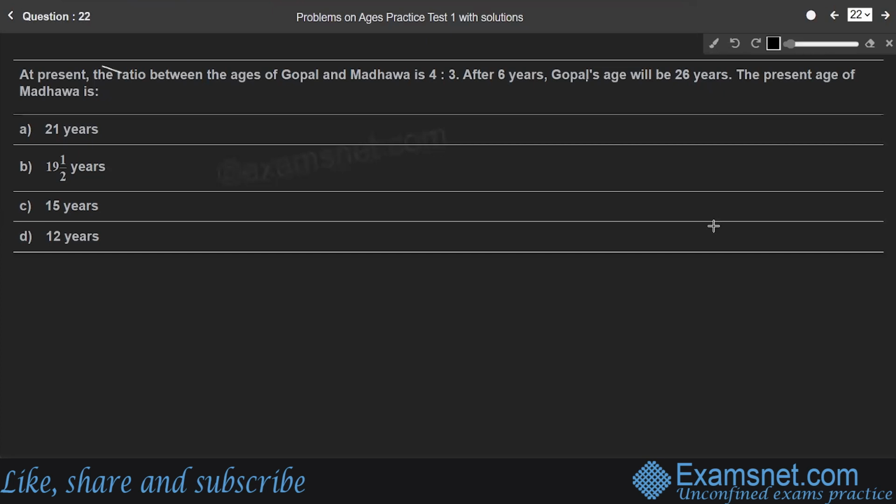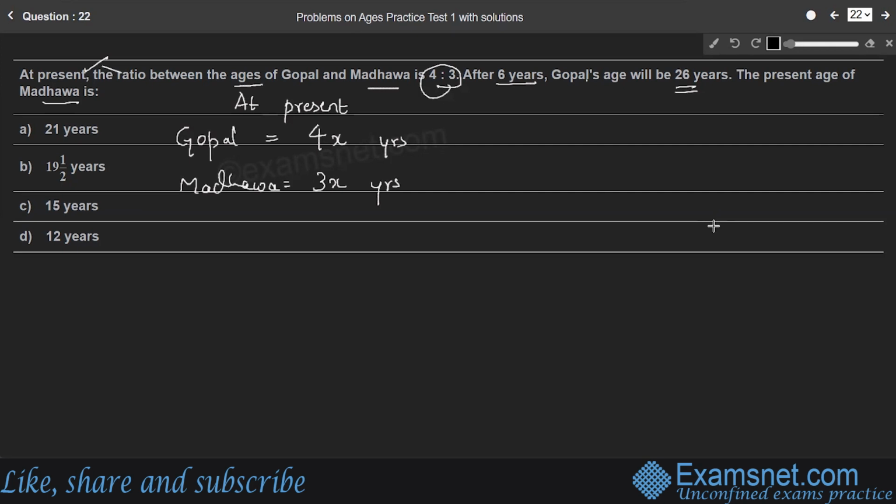Question 22. At present, the ratio between the ages of Gopal and Madhva is 4:3. After 6 years, Gopal's age will be 26 years. The present age of Madhva is. So we'll consider their ages at present first. The ratio of their ages is 4:3, so let Gopal's age be 4x years and Madhva's age be 3x years, so that the ratio becomes 4:3.